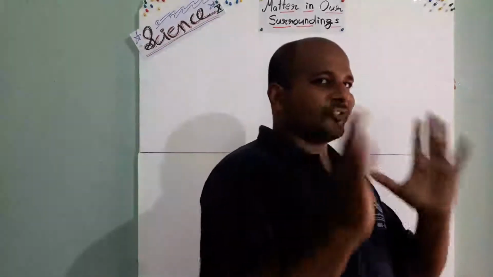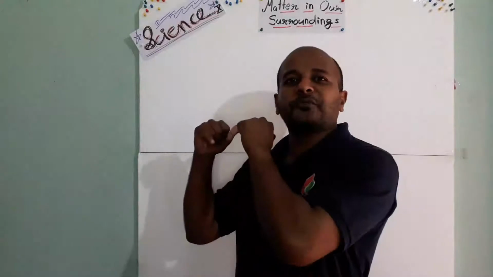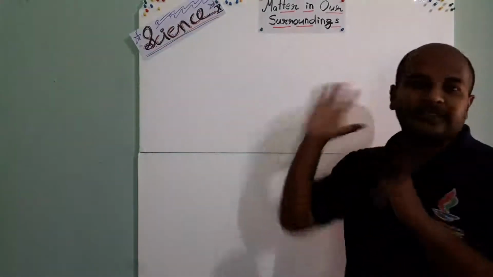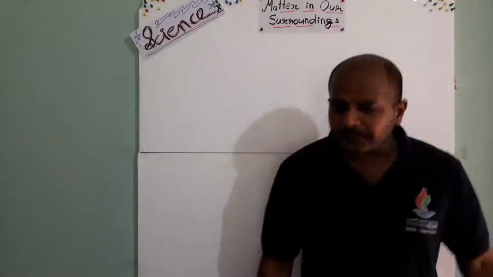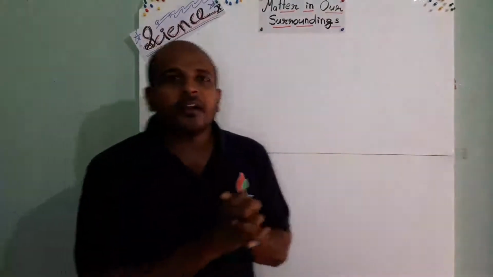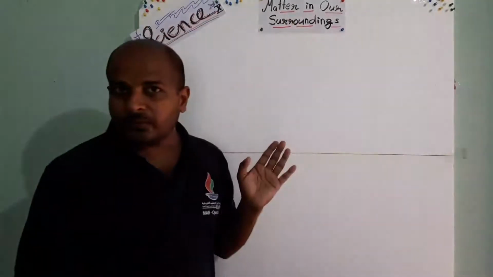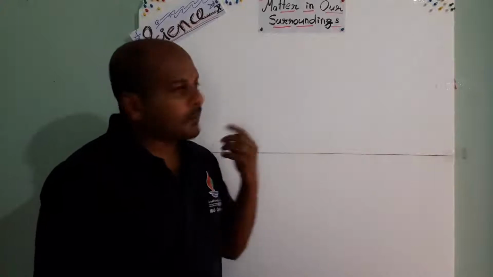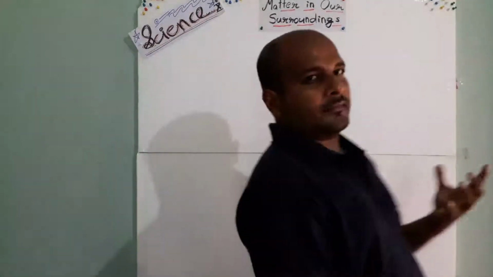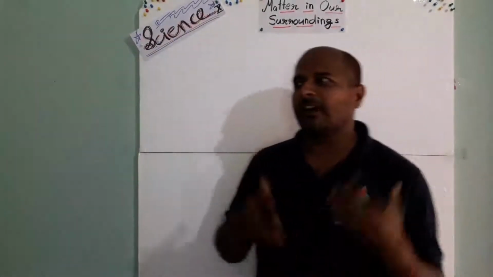So first we will start with the first chapter, which comes from the chemistry part, and the name is Matter in Our Surroundings. So what do you mean by matter? I think this word is very familiar to you. Matter is a very familiar word, am I right? So what is matter? In reality, what is matter?